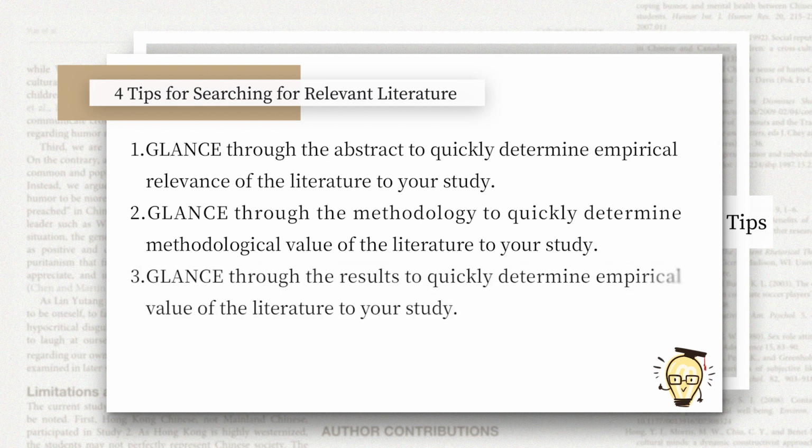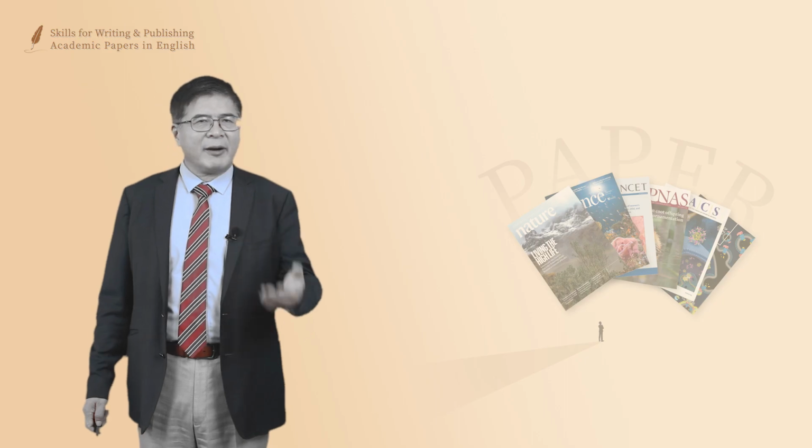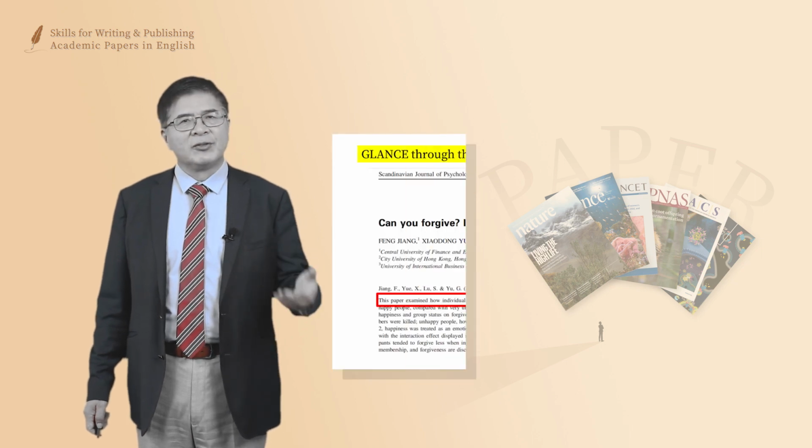Thirdly, you glance through the results to quickly determine the empirical value of the literature to your study. And fourthly, you glance through the limitations and the future direction of research to quickly determine the methodological gaps to your study. So this is how I would quickly determine the value of this particular article, by doing the four kinds of glance through.